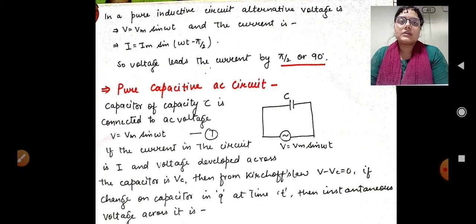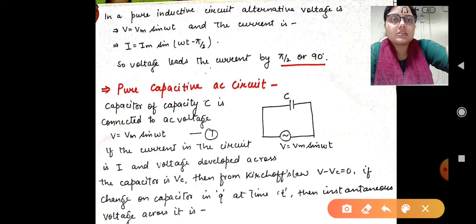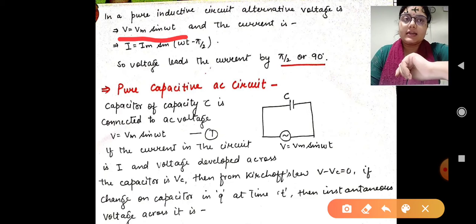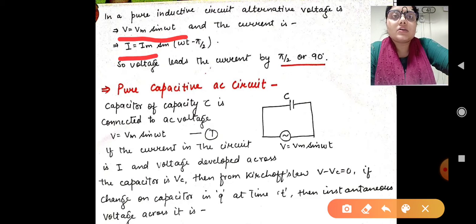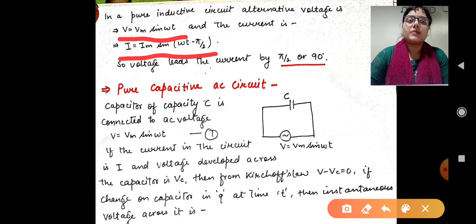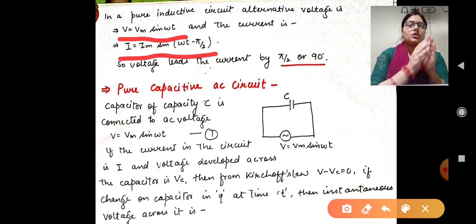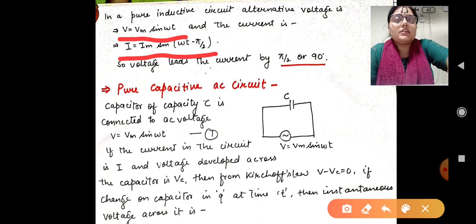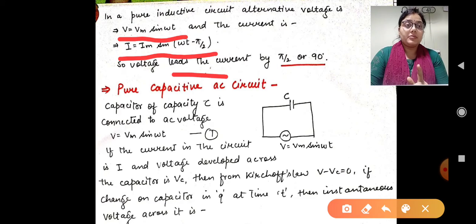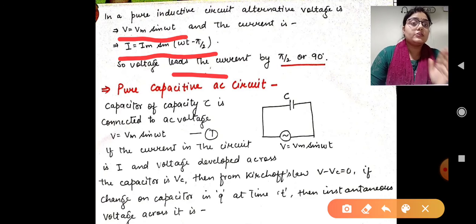In a pure inductive circuit, the alternating voltage is this. This we have taken, V is equal to Vm sin omega t, and the current is I equal to Im sin omega t minus pi by 2. So the voltage leads the current by 90 degree. Now you may be thinking that ma'am was saying right now it was lagging behind. Now here I am writing the voltage leads the current. Remember, I am saying the current is 90 degree lag behind the voltage.